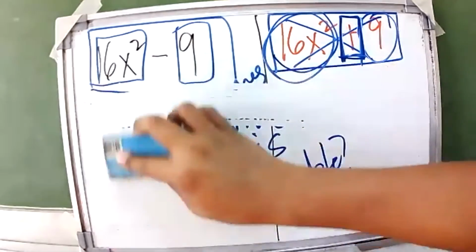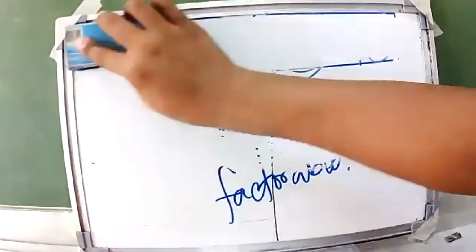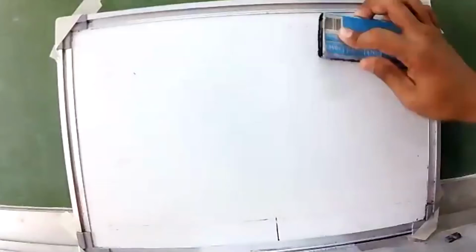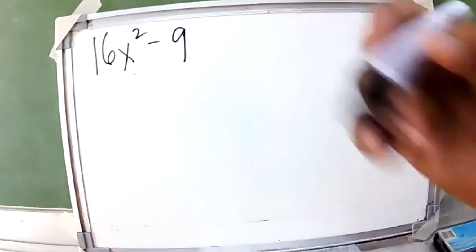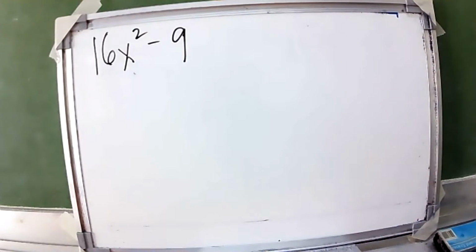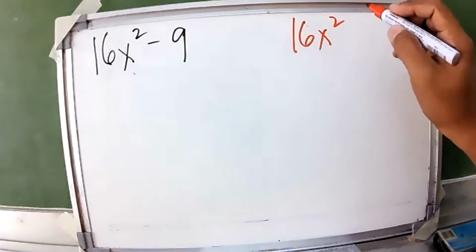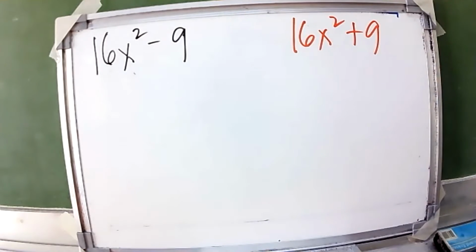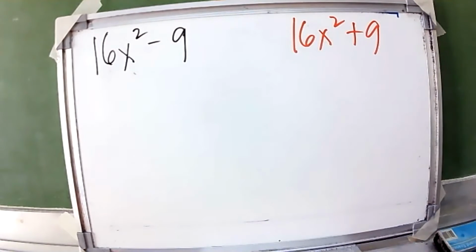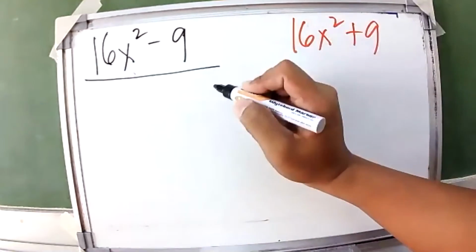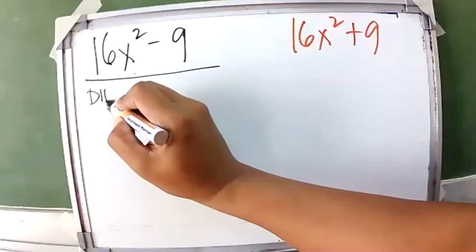Let's try to differentiate the two. This is just for you to get clarified. Many students are still confused with this given: 16x squared minus 9, and the other given is 16x squared plus 9. I will show you why this is factorable and this is not. Okay, so this is the difference of two squares.